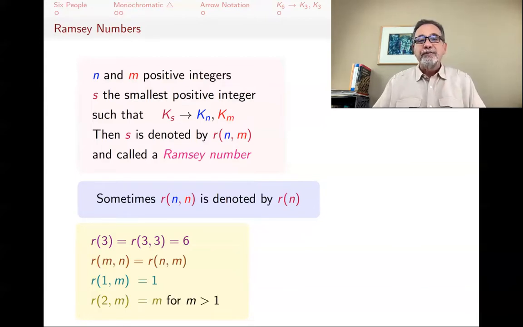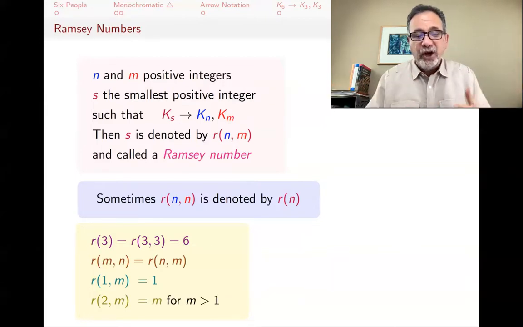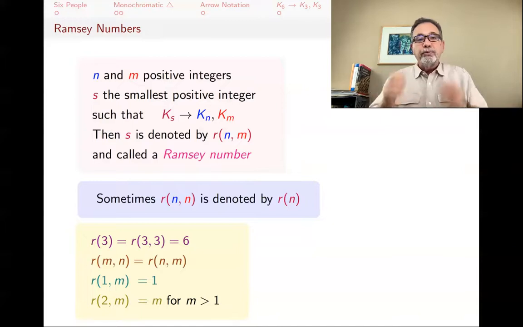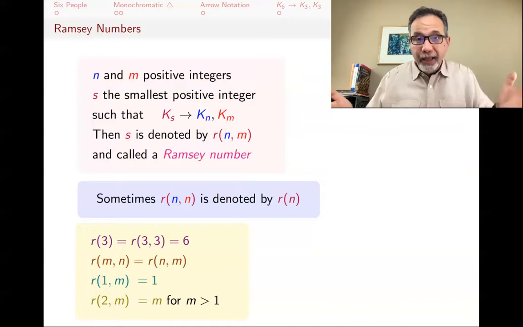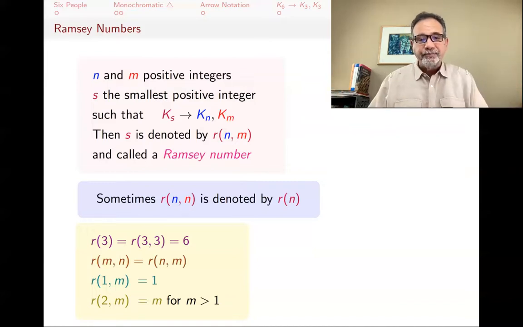Why? Well, because if you have M vertices and connect all of them, and then try to color the edges with blue and red, either you use the blue color somewhere or not. If you do, as soon as you do, you've got your blue K2. Or you don't use blue at all. If you don't use blue at all, then you're using red everywhere, and then the whole thing is a red KM. Okay.